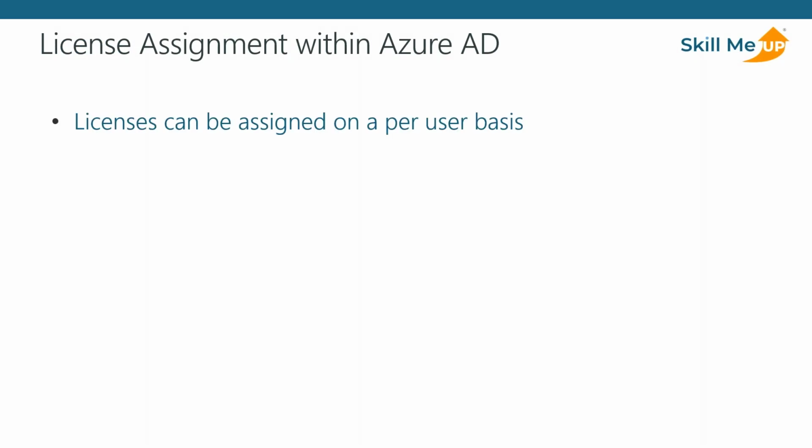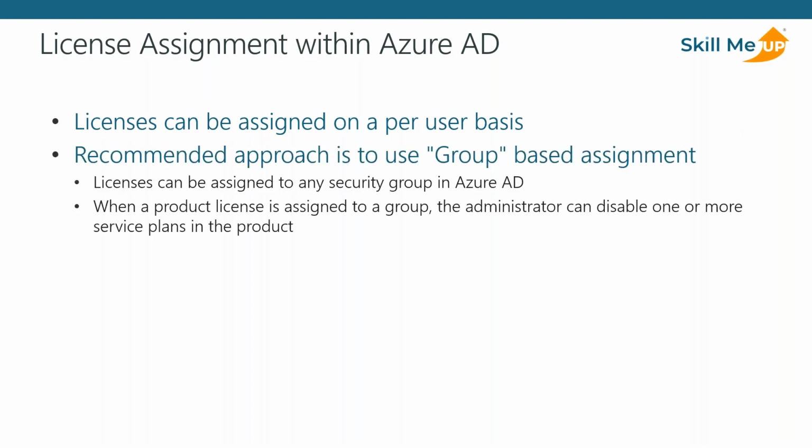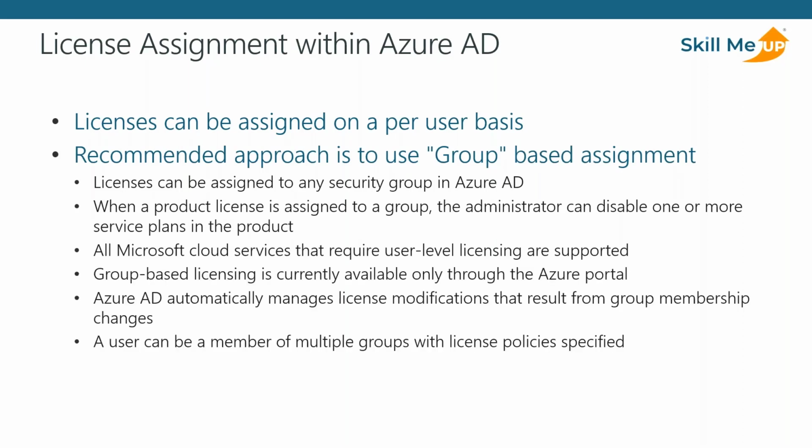Okay, so licenses can be assigned on a per user basis. That's the standard common approach that most organizations go through. They assign a license to a specific user. However, the recommended approach is to use group-based assignment. So the licenses then get assigned to the security groups in Azure AD. So remember, we're back to Azure AD again. We're not in Microsoft 365 admin.